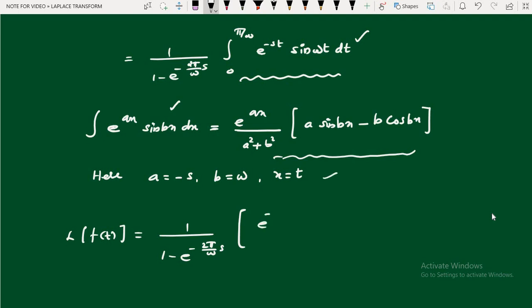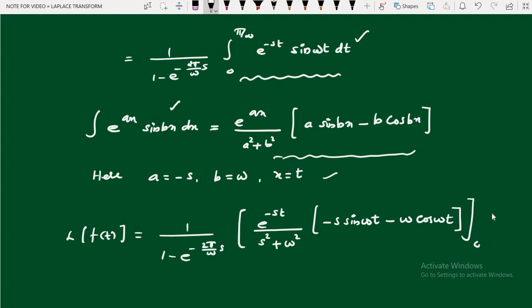So e power minus a is minus s, x value is t. So e power minus st by a square, a is minus s, so minus s square is plus s square, plus b square means omega square, into a is nothing but minus s sine b value is omega x value t, minus b value is omega cos omega t. That's all. So this is our integration of this one.